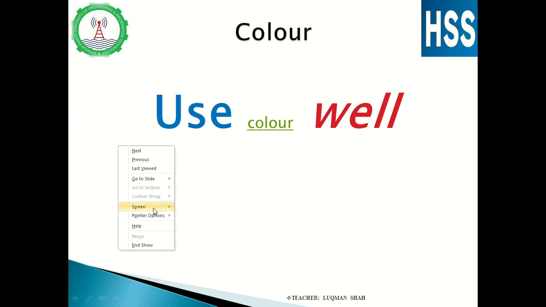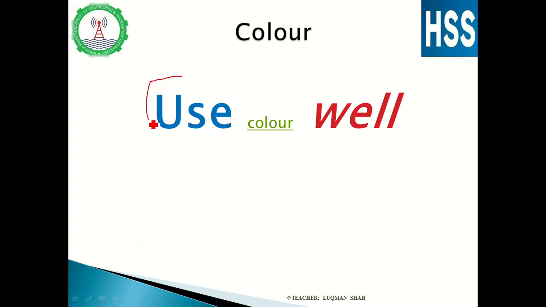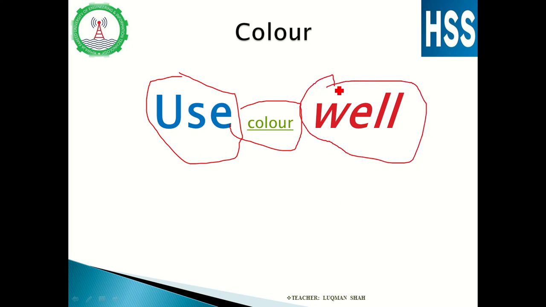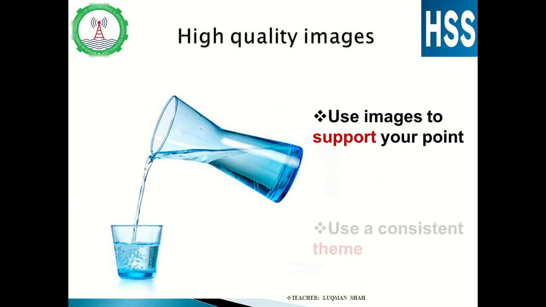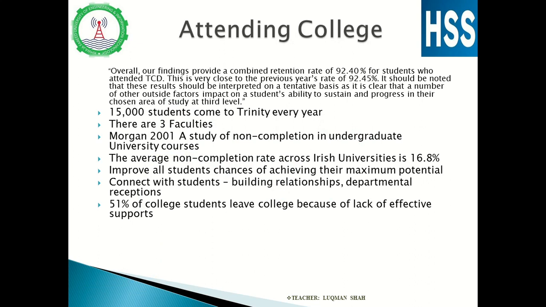And then color scheme, look at this, use color and scheme. Colors are also a very important factor in a presentation like this. Look at the color, and then underlining, boldface, italics. This also creates a sort of special effect, which is very necessary and mandatory for the presentation. And then high quality images, in fact, this is very important. Always support your main point with images, and the images should be of high quality. Use a consistent theme.